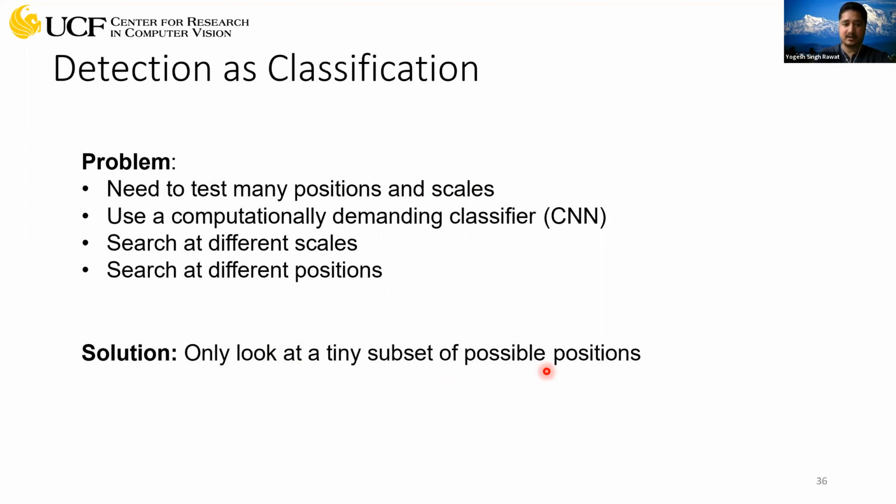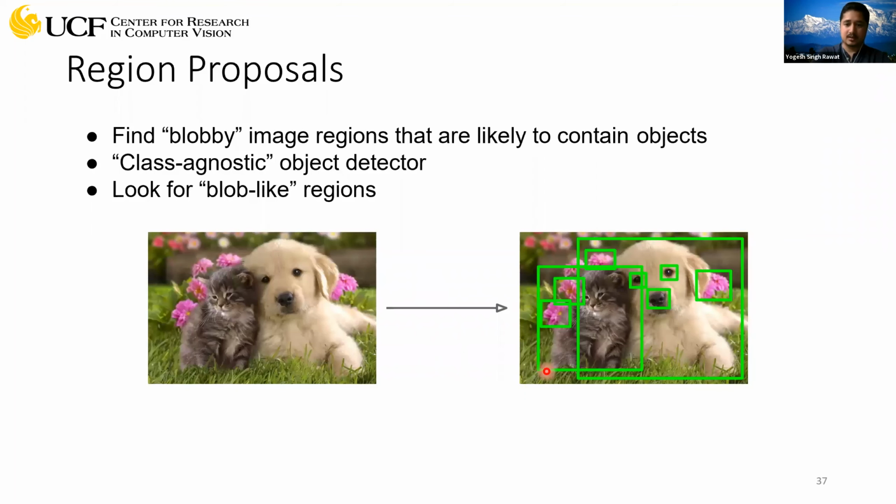And using this idea, the RCNN was proposed. We call these regions where there are potential objects region proposals. That's the R of that RCNN.